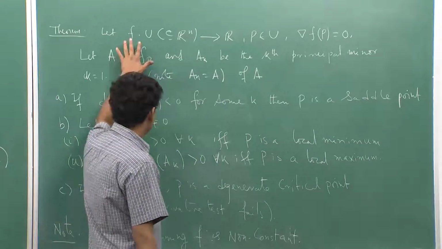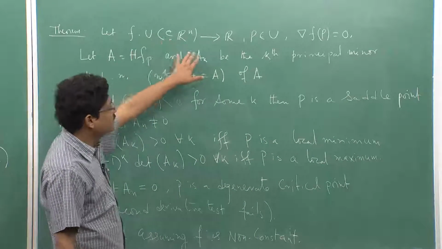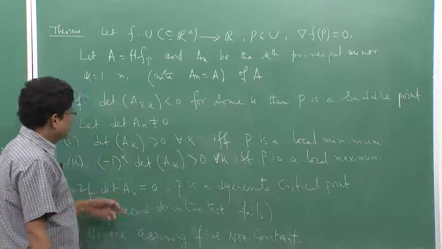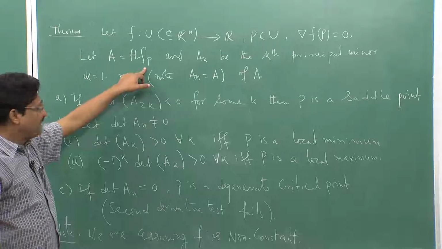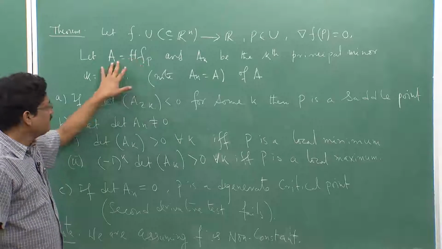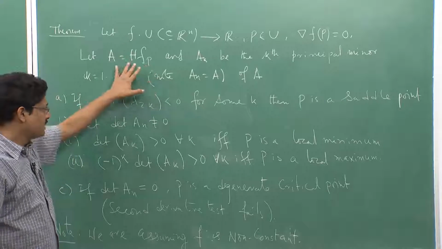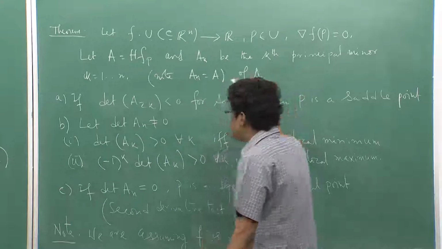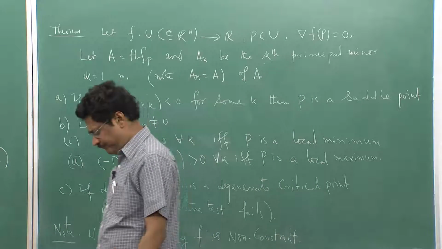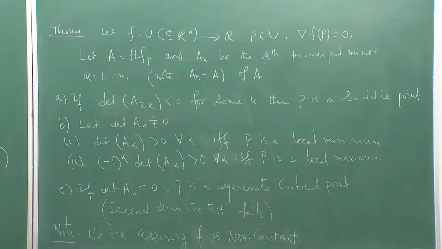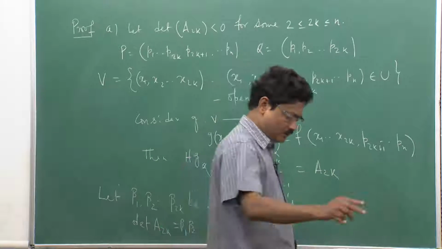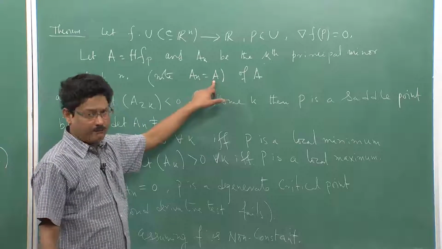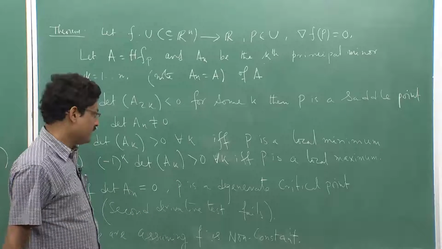So, what was the theorem? I have the same setup: f is from an open set U to R, and P is a critical point in U. Instead of writing H f p repeatedly, I just denote A equal to H f p for this theorem, because once P is fixed, f is fixed. Let A k be the kth principal minor of A, that is, the first k rows and first k columns, leaving the rest. Of course, A n is equal to A, the entire matrix.